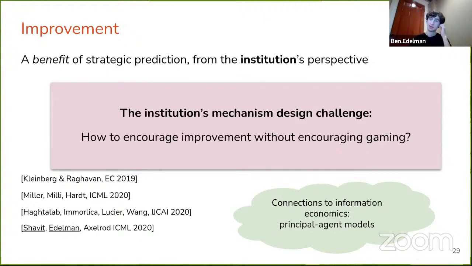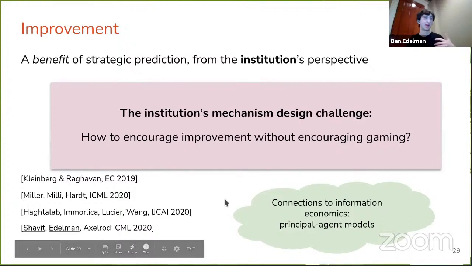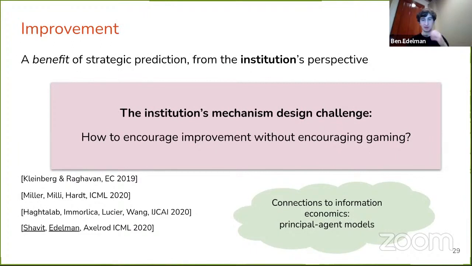There's a great paper by Kleinberg and Raghavan that discusses how an institution can design a model to incentivize certain forms of effort. This was in EC 2019 and really started this line of work in the computer science community. I already mentioned the Miller, Milli, Hardt paper. This past year, a few new papers came out about how to incentivize improvement in linear settings: Haghtalab, Immorlica, Lucier, and Wang from last year in IJCAI, and a paper by Yo and myself and Brian Axelrod from ICML.